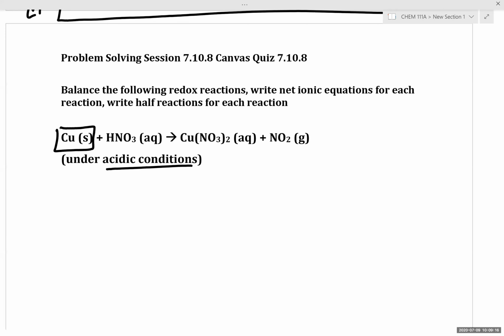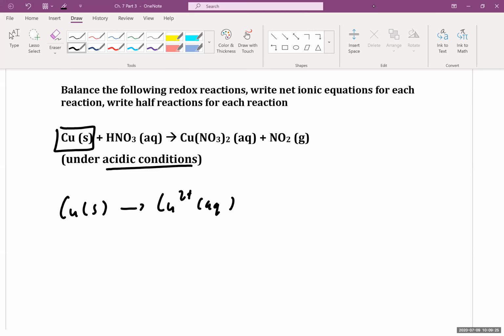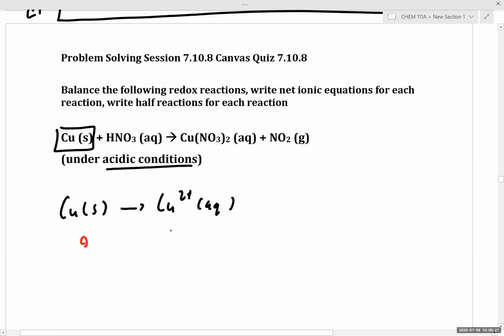Okay, so let's look. So we have copper solid going to copper 2 plus aqueous. So we went from copper 0 to copper plus 2. So our delta is 2 minus 0. So we have 2 electrons lost per copper times 1 copper atom. That gives us 2 electrons lost. Okay, so there's our first half reaction.